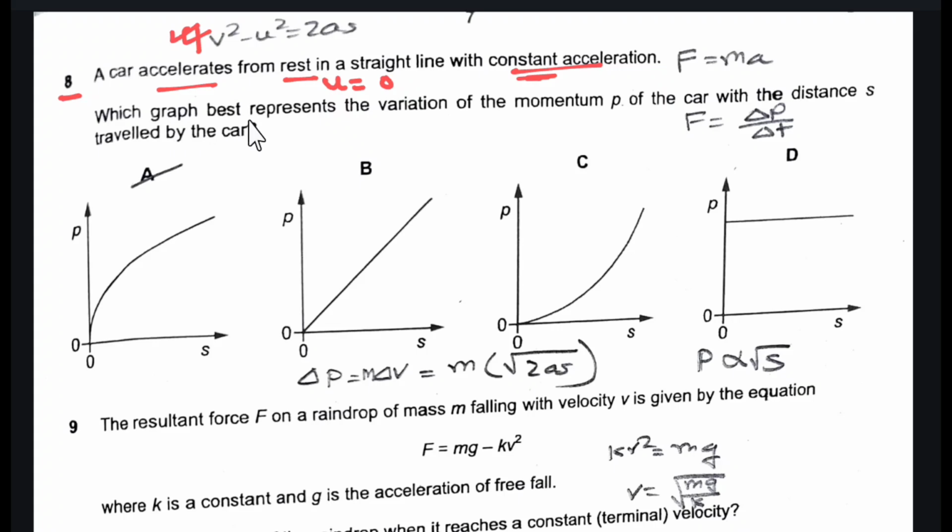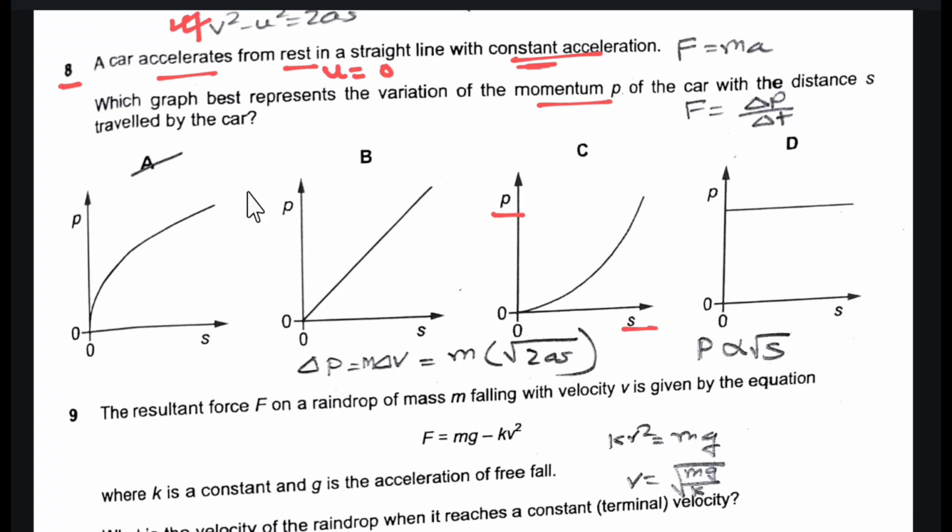Which graph best represents the variation of momentum of the car with distance s traveled by the car? All these graphs are momentum against distance graphs. If we consider the equations that we usually know, then force is equal to mass into acceleration, or force is equal to change in momentum by change in time. And momentum is also mass into velocity.